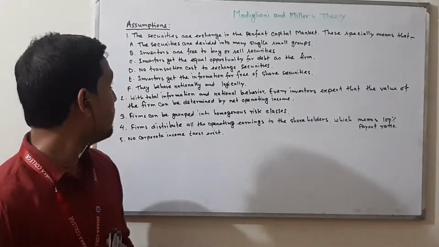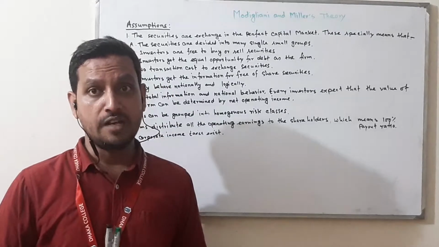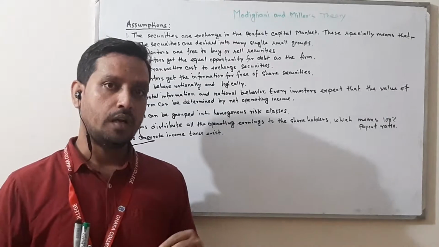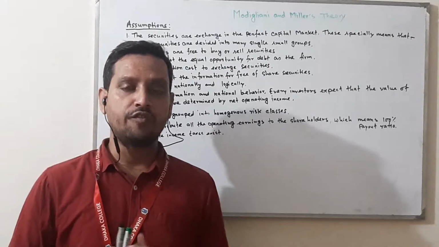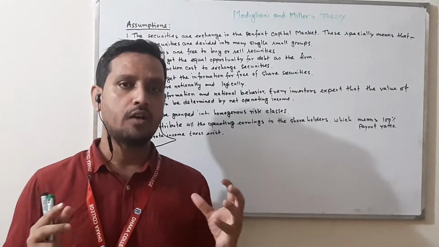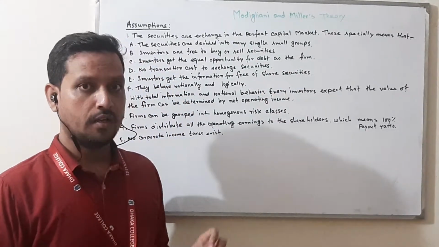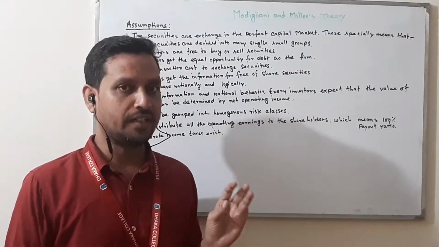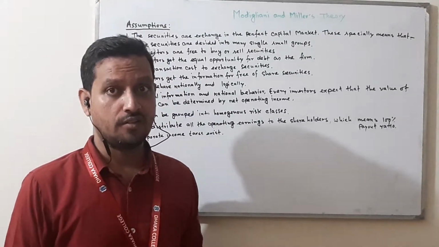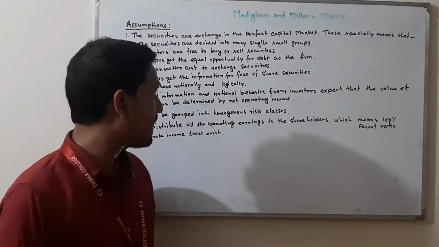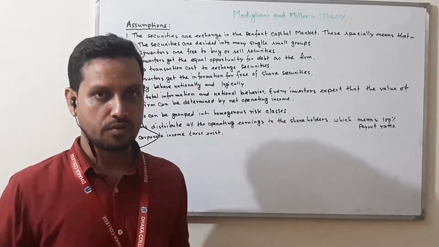Then the third one is that investors get equal opportunity for debt as the firm. Here it is said that the firm has equal rights as the investors. If the firm gets the chance to get debt, investors also get the chance to get debt as the firm. Then there is no transaction cost to exchange securities. Whenever you want to exchange securities, there is no transaction cost.